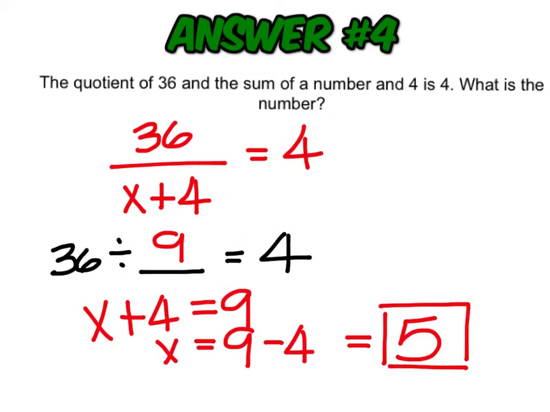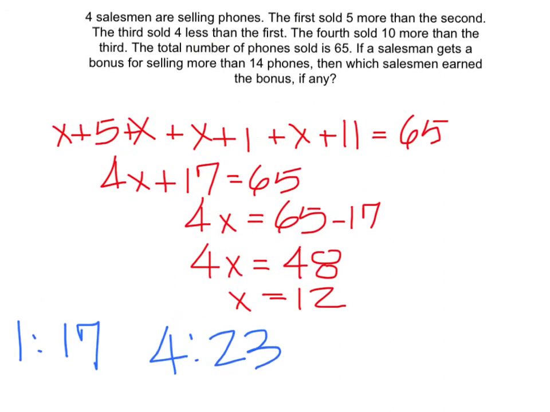The quotient of 36 and the sum of a number and 4 is 4. So think to yourself, what do I divide 36 by to get 4? 9, yes. Or you could do it this way: 36 divided by 4 is 9, and set 9 equal to this. So X plus 4 equals 9. What number plus 4 is 9? 5 is the answer.